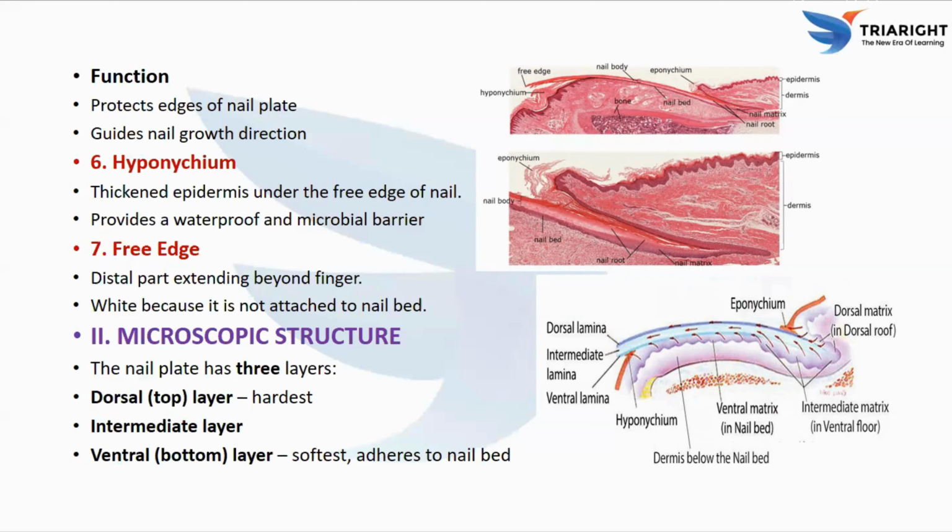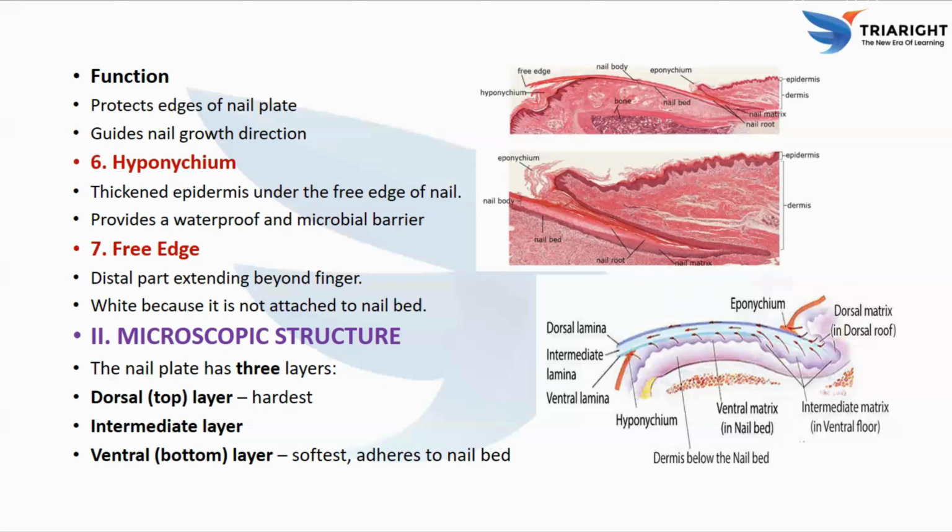So next, coming to hyponychium. So what is the hyponychium? It is a thickened epidermis which is located under the free edge of the nail. So the part which you trim is called the hyponychium. So what are the functions of the hyponychium? It acts as a waterproof barrier and microbial barrier. So coming to waterproof barrier, it prevents the entry of water beneath the nail. Whereas the microbial barrier stops dirt, bacteria and fungi from entering under the nail.